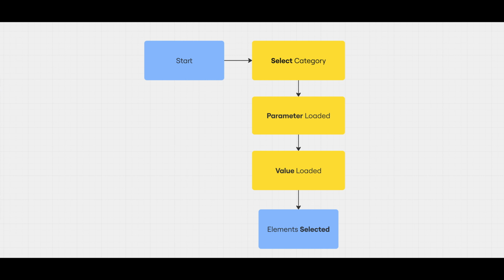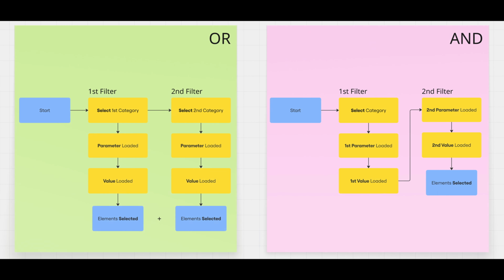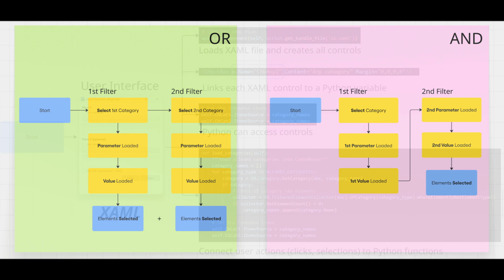Now, for those who want to understand the magic, let's look behind the curtain. Manually, we would first open a filter, then set parameter values. Finally, manually click elements to select them. But here's the magic. Our Revit plugin follows these steps, but does them automatically in just seconds. You can even add a second filter and choose AND or OR logic to combine them. Think of it like a Google search for your Revit model, but instant.